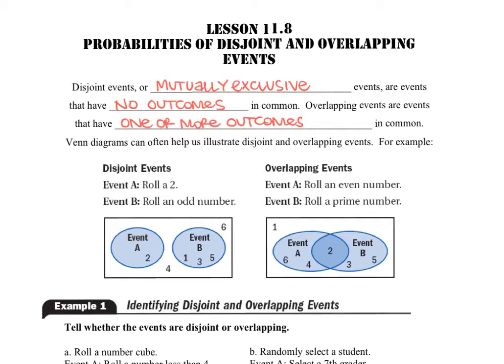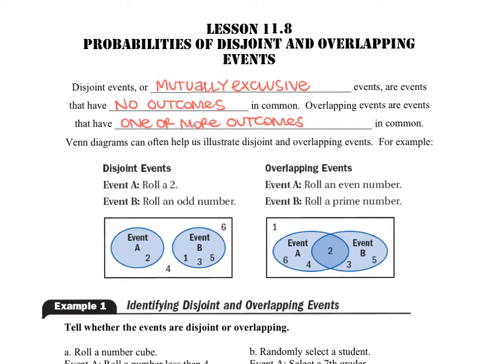When we're talking about these kind of disjoint and overlapping events, we're looking at 2 or 3 events happening. And so if they have no outcomes in common, that would be disjoint. Overlapping events are events that have 1 or more outcomes in common. So let me give you a couple examples of each to help you understand.